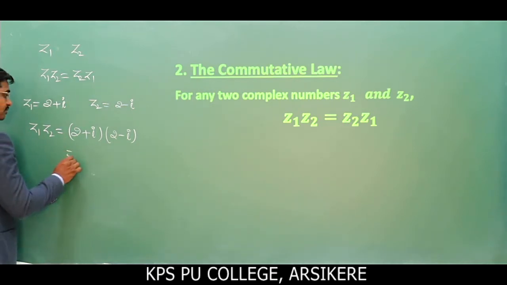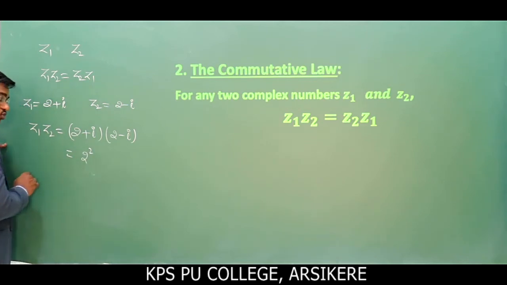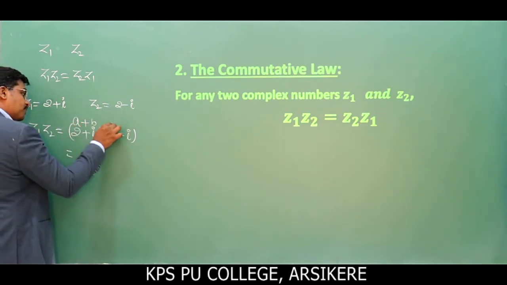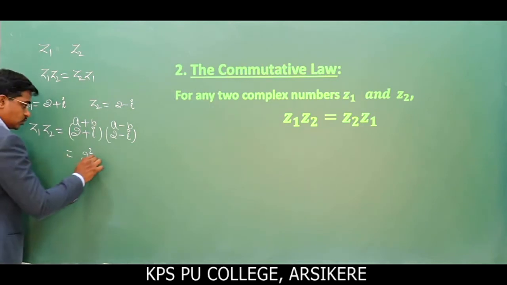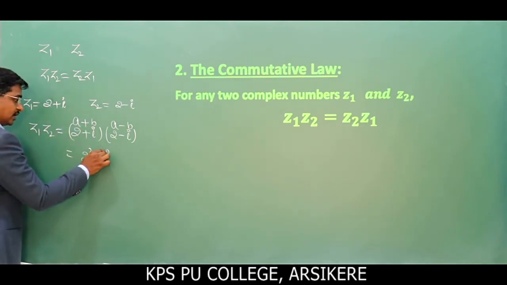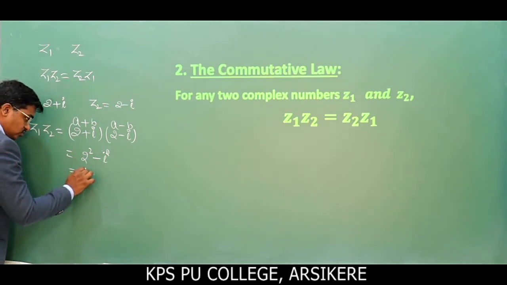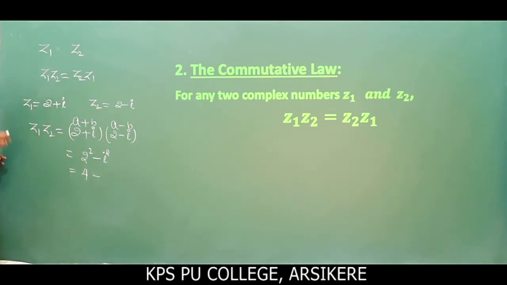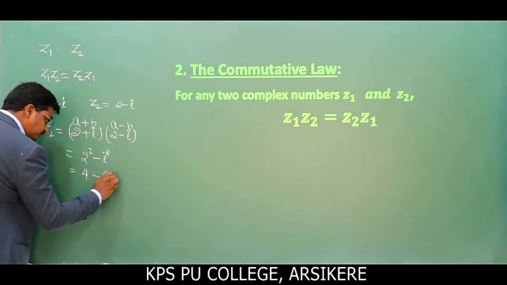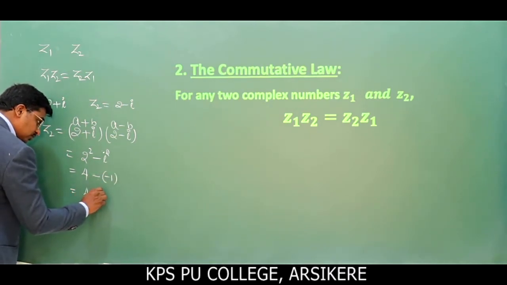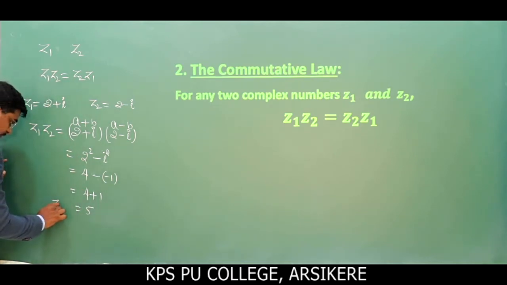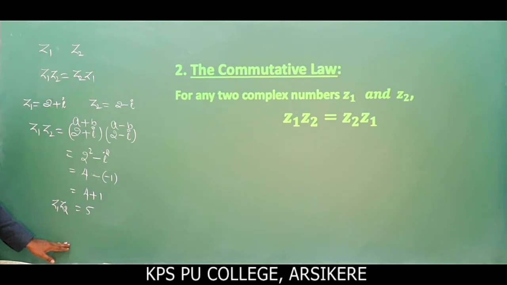I will follow that. This becomes 2 square minus i square, that is a plus b into a minus b, a square minus b square. Okay, so this is nothing but 2 square is 4 minus what is i square value? Remember, i square value is minus 1. So total 4 plus 1, that becomes 5. You may ask, sir, z1 into z2 is equal to 5, is 5 a complex number? Obviously 5 is a complex number which is purely real. The imaginary part is absent there, right? This is also a complex number.